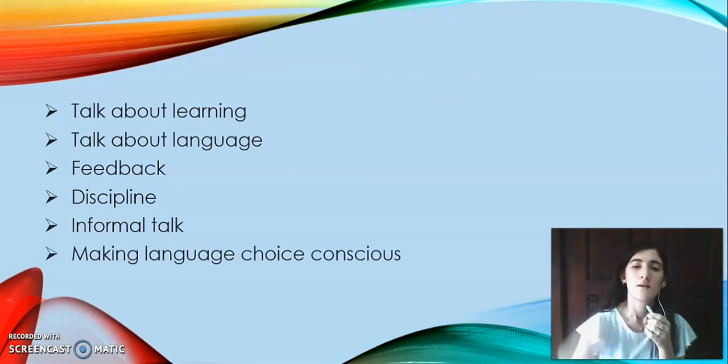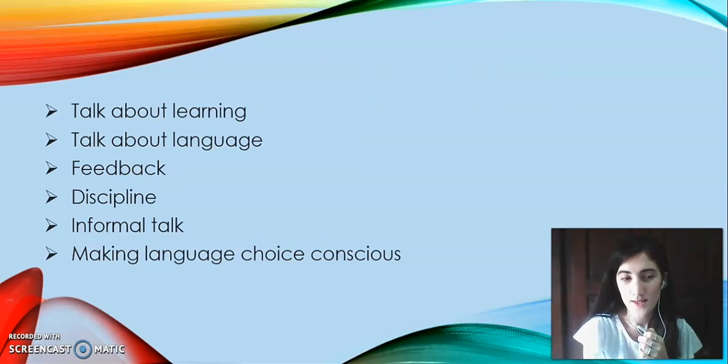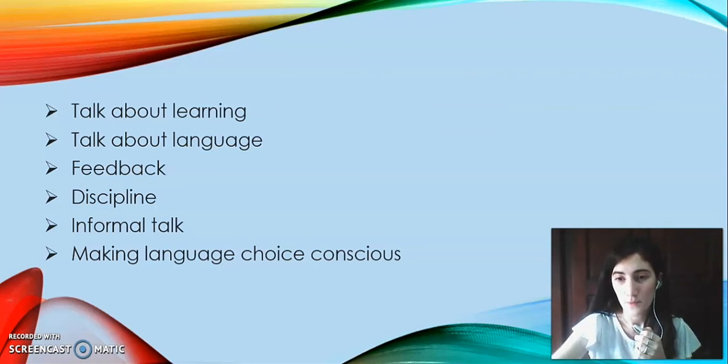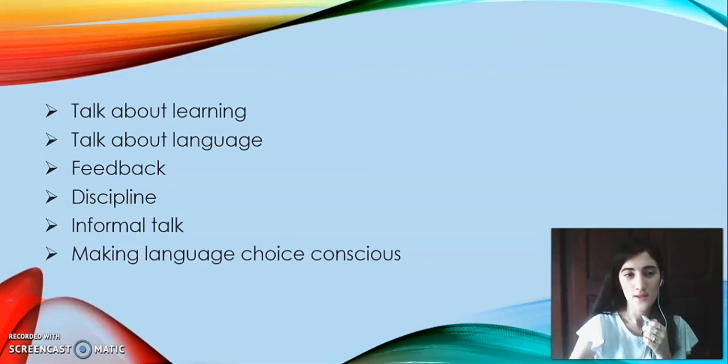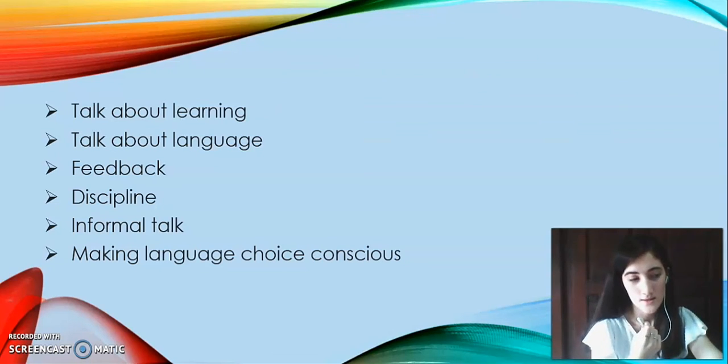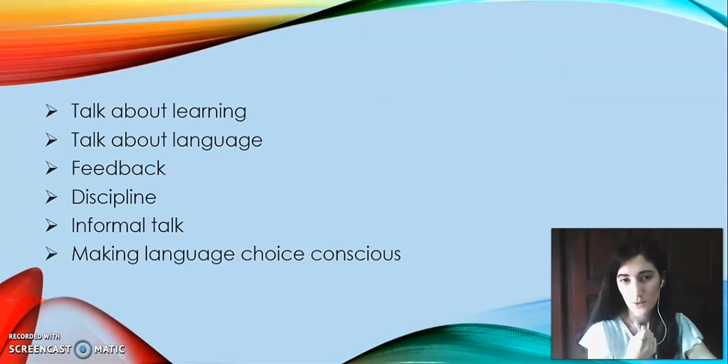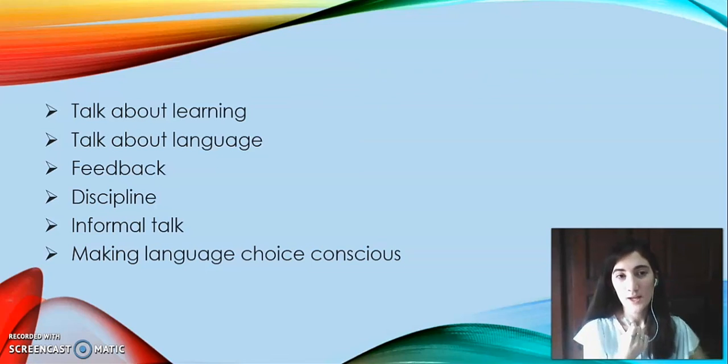And the last one, making language choice conscious. I would like to use this one as a conclusion to tell you that I have learned a lot from this chapter. I took many useful ideas, and I would like to say that you don't have to be afraid of using the foreign language in the classroom. You can start little by little, as it says in the chapter. You can take many of the ideas from here, and I hope that you learn a lot from this chapter as I did.